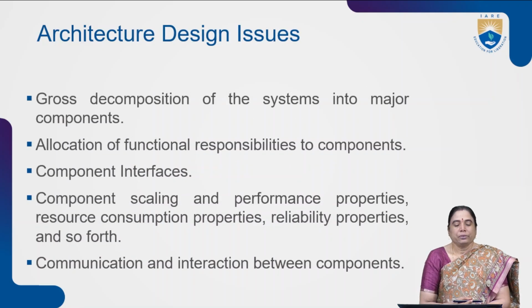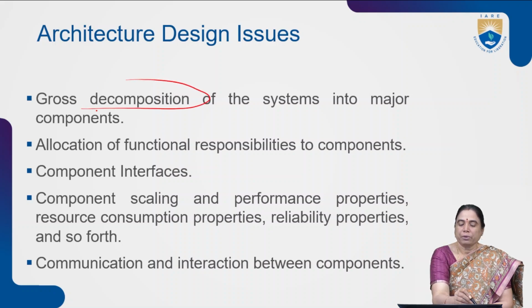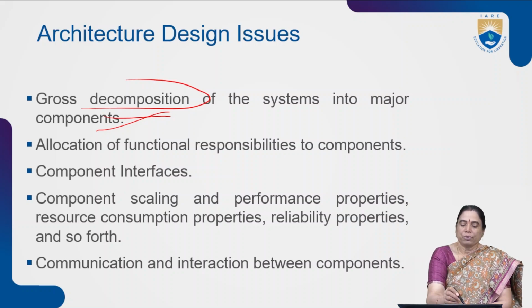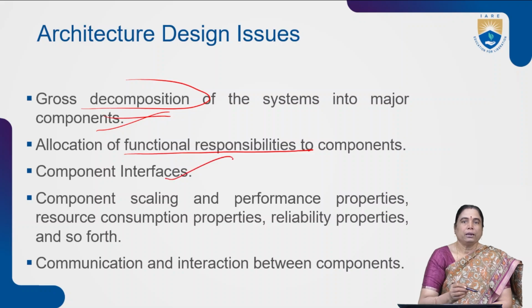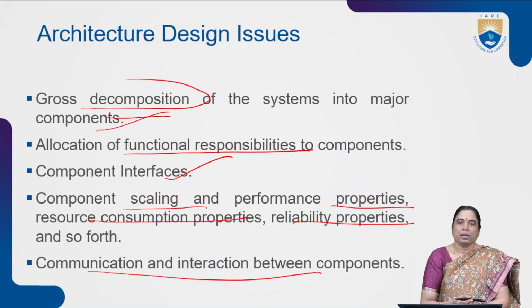Various architectural design issues are gross decomposition of the system into major components, allocation of functional responsibilities to the components, component interface design, component scaling and performance properties, resource consumption properties, and reliability properties. Communication and interaction between components are greatly dealt with in the architectural design.